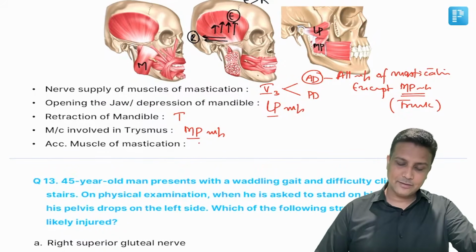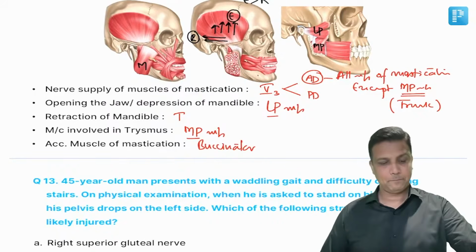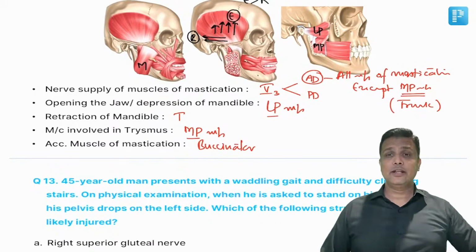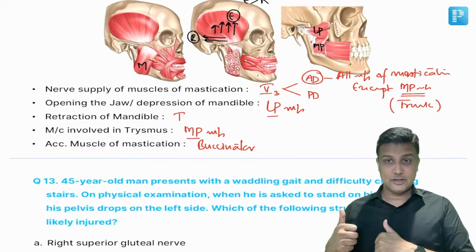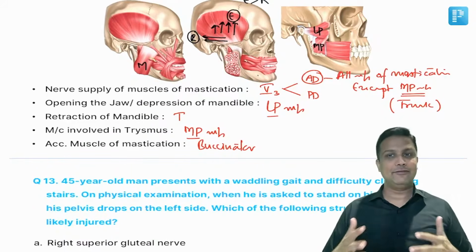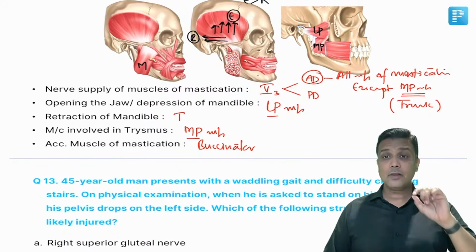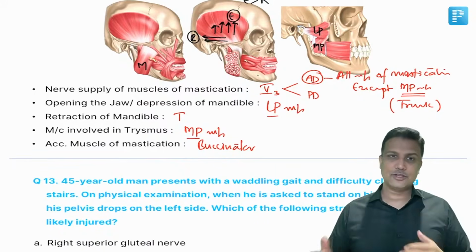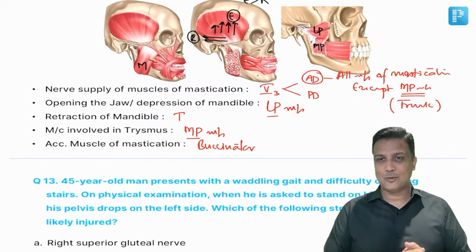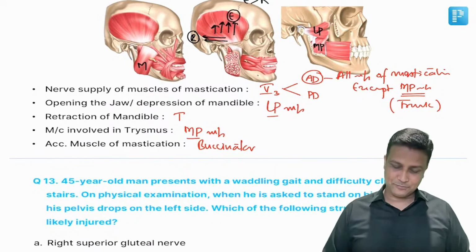And which is the accessory muscle of mastication? This one will be the buccinator muscle. So in this manner, I have shown you all the images there so that you'll be able to identify the image-based questions. Apart from identifying the image-based questions, I have given you all the points which are required about the muscles of mastication.